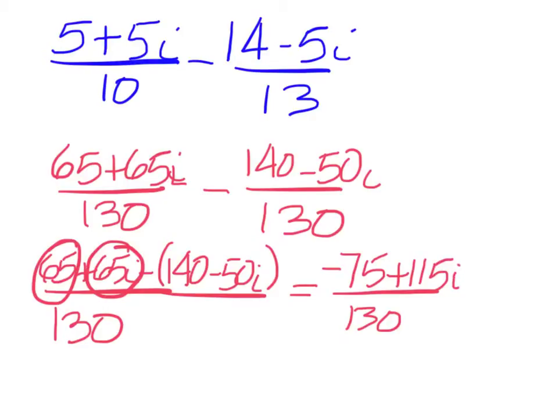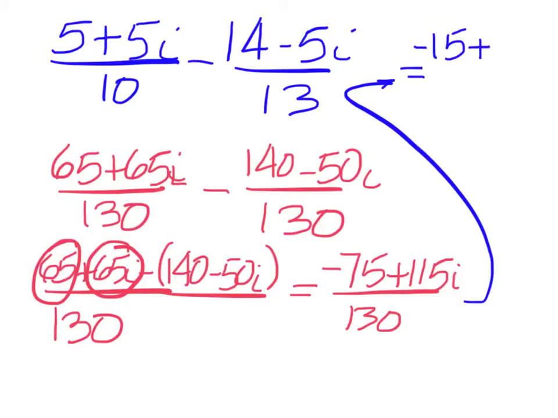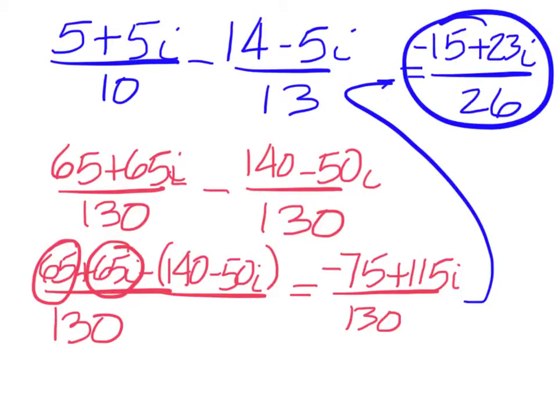I can break all these down by dividing by what number? 5. I can divide by 5, so I'll do that up here. If I divide by 5 on the top, I have a negative 15 plus 23i. And on the bottom, if I divide by 5, I would have a 26. So that would be your final answer.